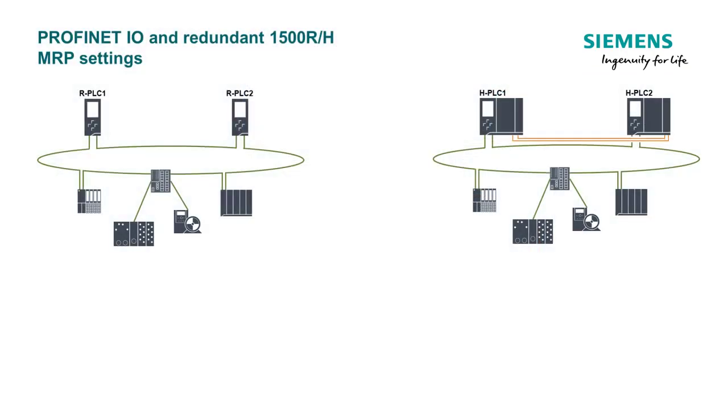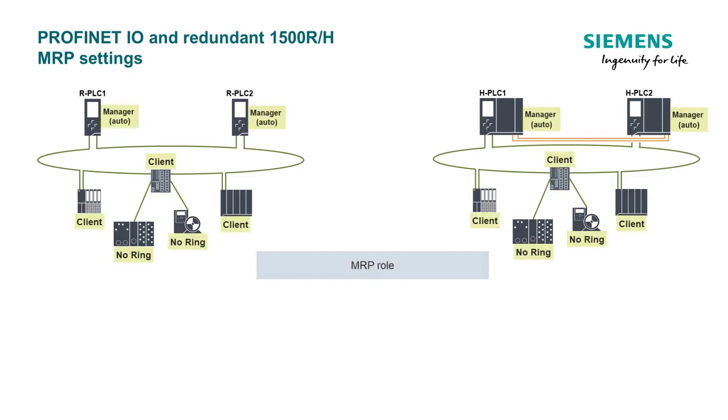In case of R&H systems, the handling of assigning PNIO devices is as simple as for standard systems. But an S7-1500R and an S7-1500H system require an MRP configuration. It is needed to set some parameters for the standard and the system redundant PNIO devices. First, it is needed to set the MRP role. The MRP Manager Auto is the default and a mandatory setting for the R&H PLCs. All PNIO devices in the ring need to be configured as MRP client.